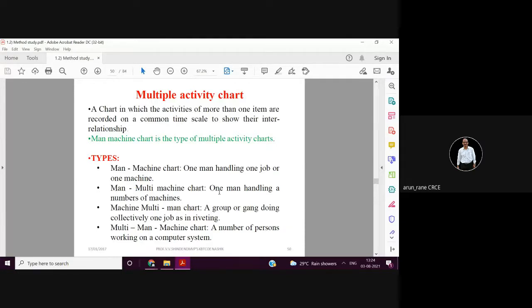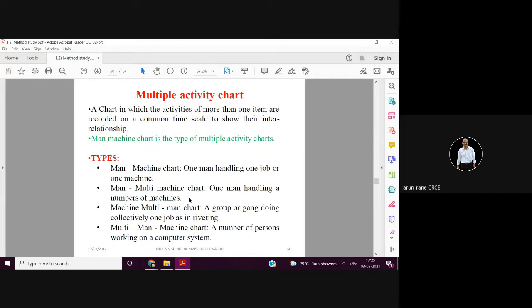Man multi-machine मतलब क्या? One man handling a number of machines. This usually happens CNC shop में एक आदमी है वो चार पांच मशीन इजीली हैंडल करता है। EDM, EDM CNC EDM machines. They take longer time. तो वहाँ पे तो आराम से एक आदमी पाँच छह मशीन हैंडल कर सकते हैं। He has to just see nothing goes wrong, इधर फायर नहीं लगना मांगता है बस, that is what only he has to ensure. So one man handling a number of machines, that is man and multi machine chart.